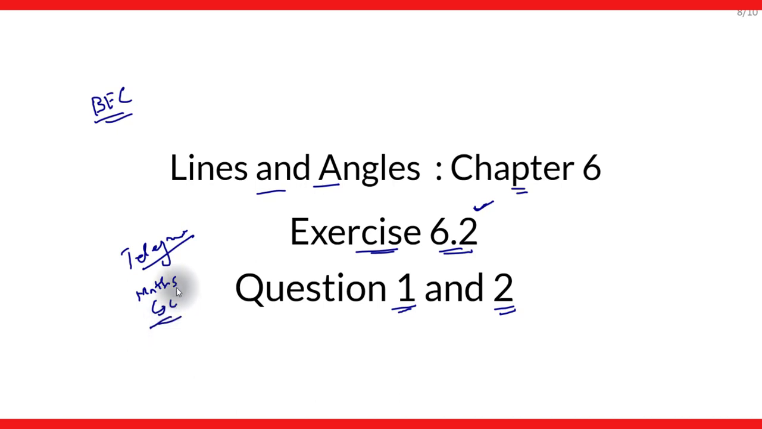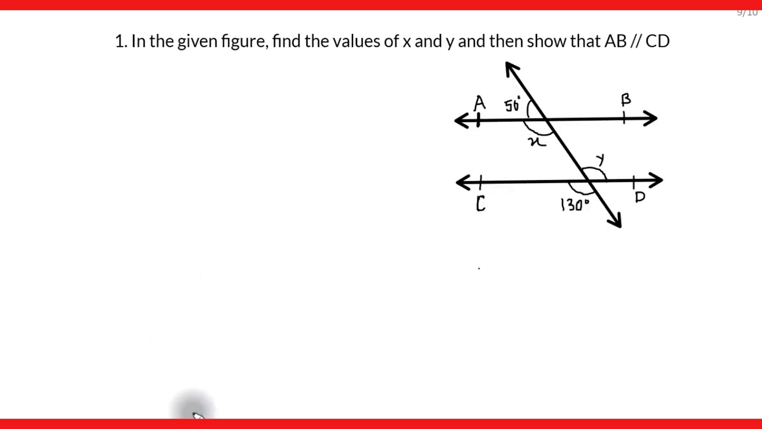Now here we will start with the first question. Here is the first question on the screen. In the given figure, find the value of x and y and then show that AB is parallel to CD. Here first we have to find the value of x, then the value of y, and then show that AB is parallel to CD. It is not given to us that AB is parallel to CD. We have to prove that AB is parallel to CD, and this line is a transversal.